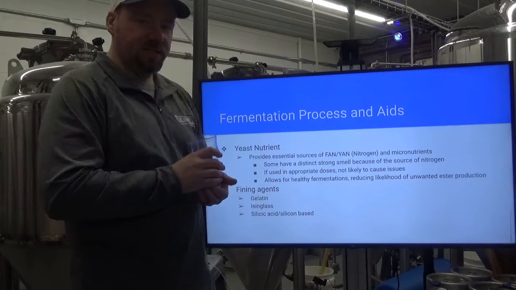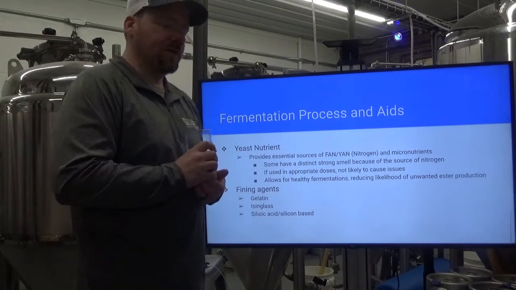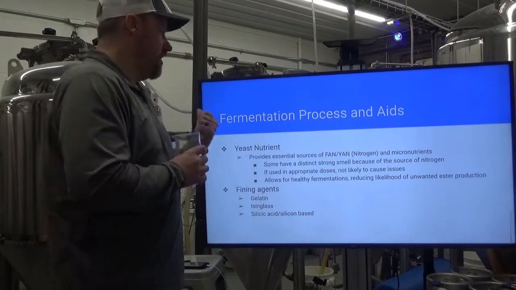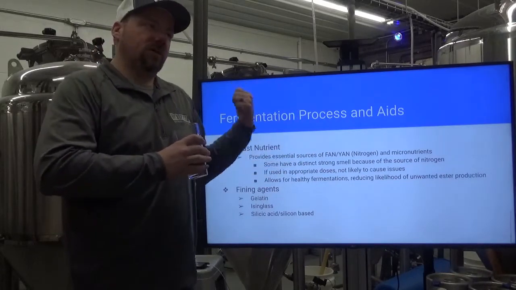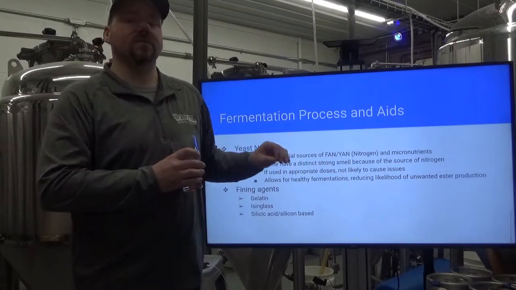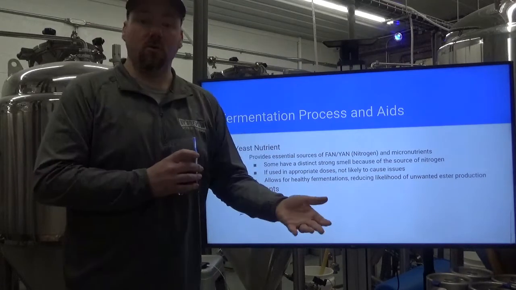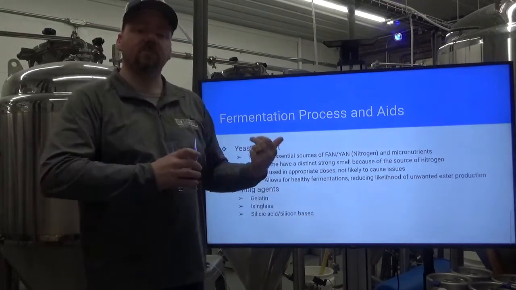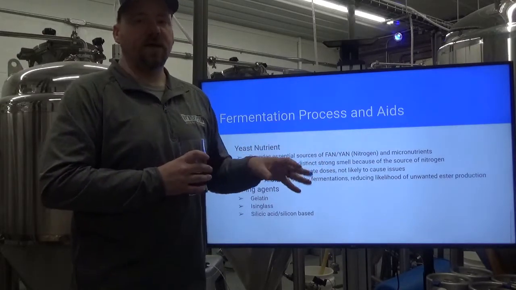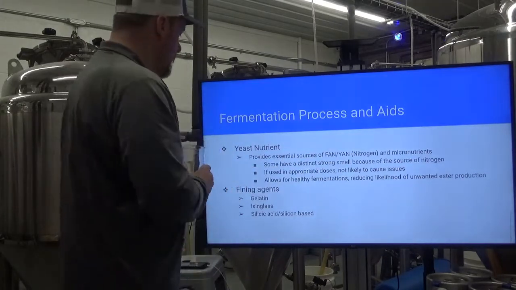So, fermentation process and fermentation aids. The first one is going to be yeast nutrient. What this does is provide essential sources of FAN or YAN. That's free amino nitrogen or yeast available nitrogen. However you see it written, they mean the same thing. It's a source of nitrogen for the yeast to incorporate in their growth process. It also contains micronutrients, and they're usually made from hydrolyzed or lyophilized yeast. So these yeast are basically cannibalizing themselves.